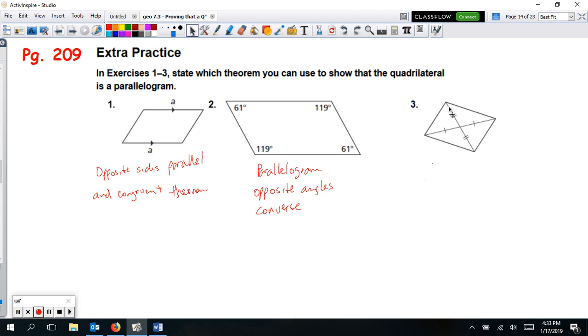And then number three, this one's showing us diagonals in here that are getting bisected. So the diagonals are bisecting each other, and so that would be that parallelogram diagonals converse. Now we have to put the word converse in here because that's what it's saying to prove it. We're proving that this is a parallelogram with that. We're not saying it's a parallelogram and so that these are bisecting each other. No, it's the other way around. It's the reverse of that.